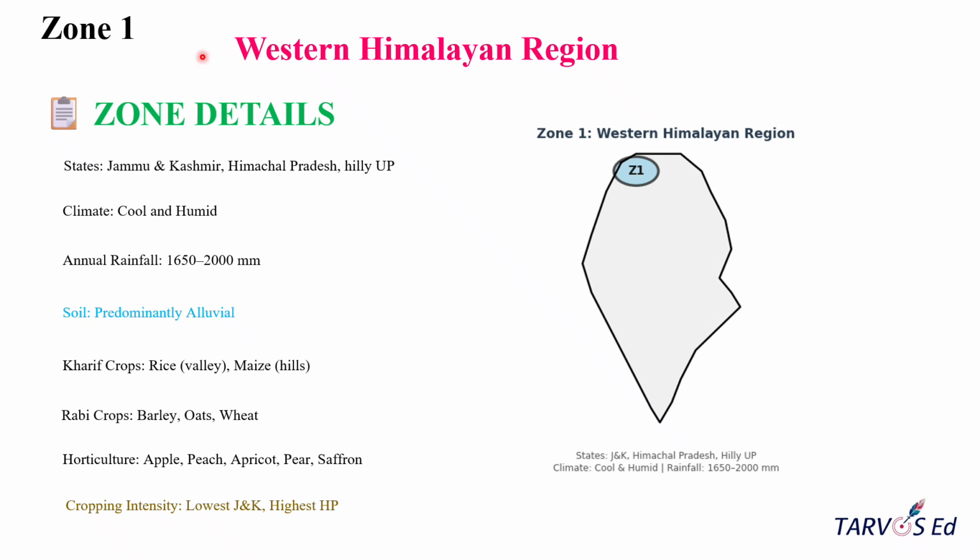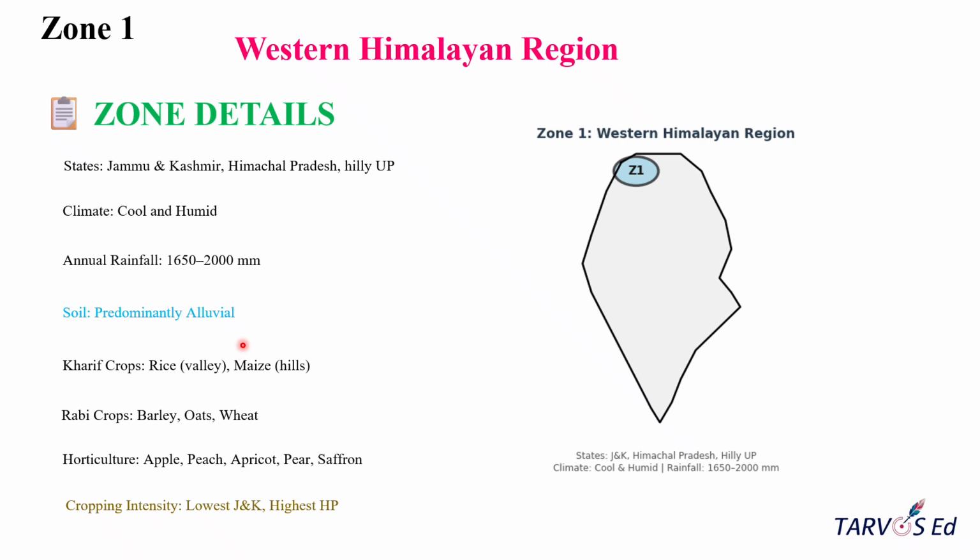So let's start with zone number one. Zone one, the Western Himalayan region. This zone covers Jammu and Kashmir, Himachal Pradesh, and hilly areas of Uttar Pradesh. The climate here is very cool and humid, with rainfall ranging from 1650 to 2000 millimeter. Because of the hilly terrain, the soil is predominantly alluvial, right?